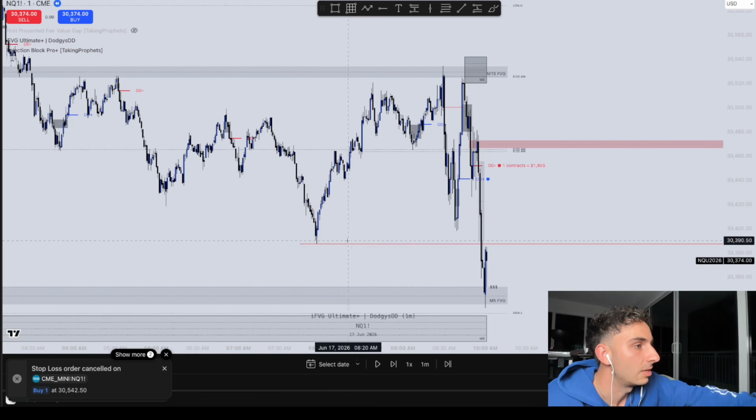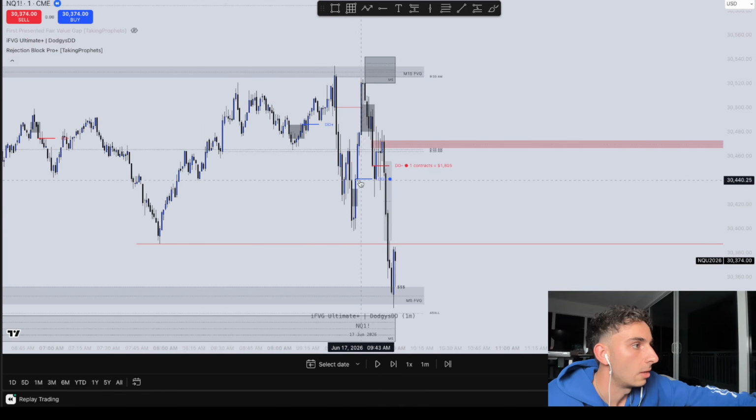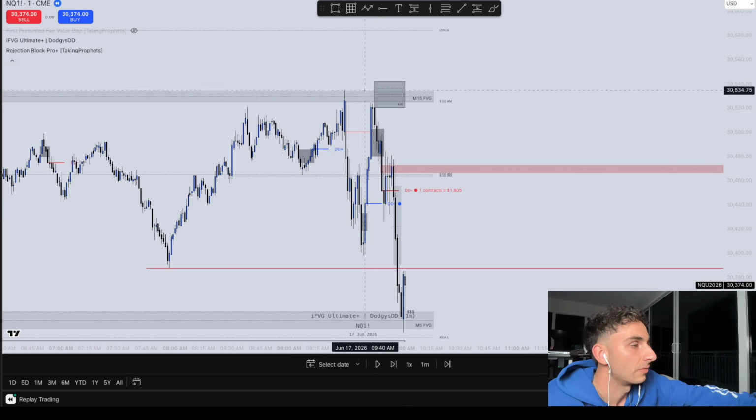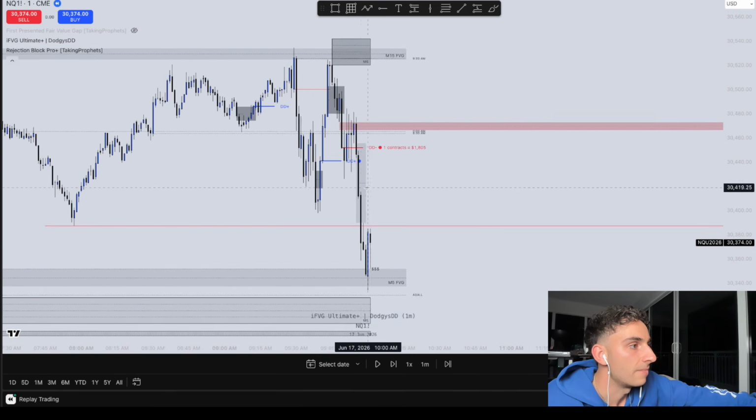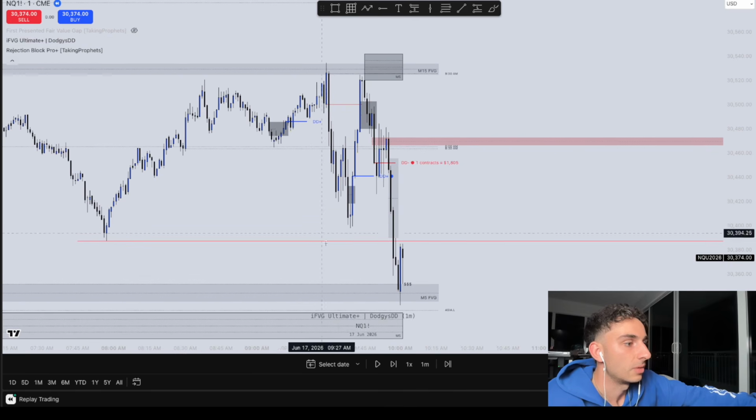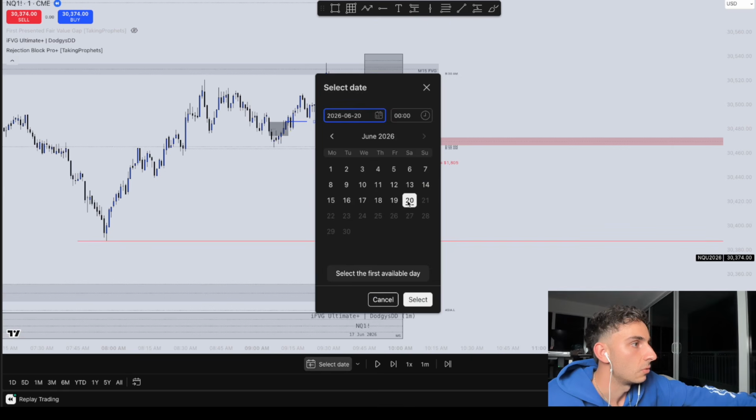If you're pairing it with the idea of rejection blocks, we had a good long right here, and then you could have also taken the short right here off the rejection of these highs, the fact that we were delivering from a 4-hour, in hindsight. Two really good trades right here. So we're going to move on to Thursday.